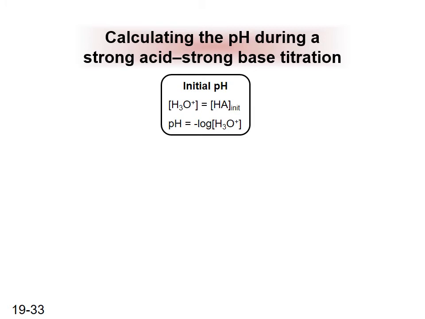In the following, we are going to show some equations to calculate the pH during strong acid, strong base titration. For example, we add hydroxide into a strong acid and then calculate the pH. Before hydroxide is added, since it's a strong acid, all the acid becomes hydronium ion. So the hydronium ion concentration is just the concentration of the acid, and the pH is the negative log of the hydronium ion concentration. That's the initial pH before hydroxide is added.